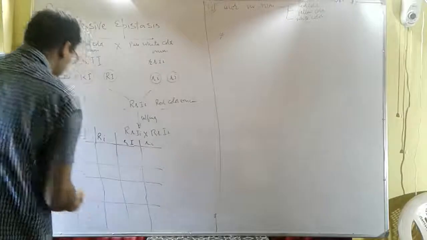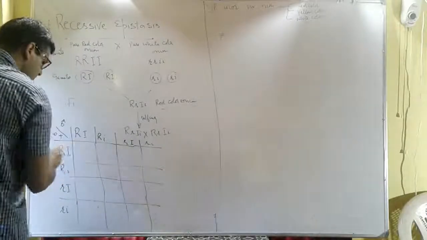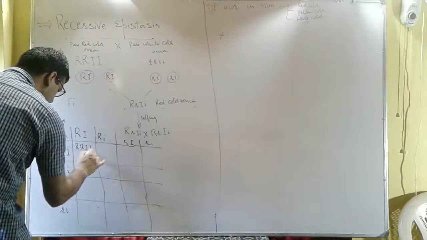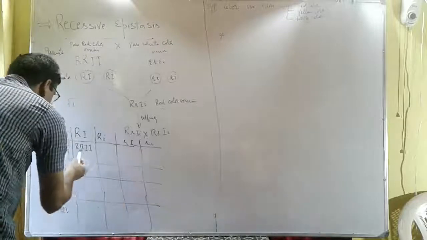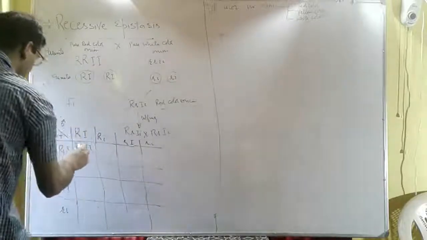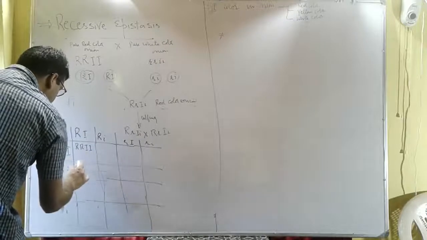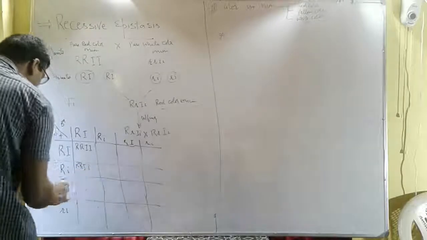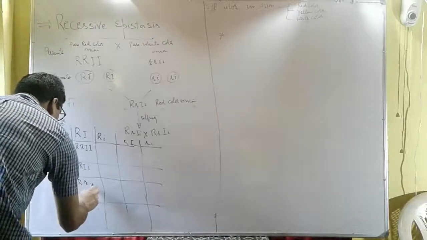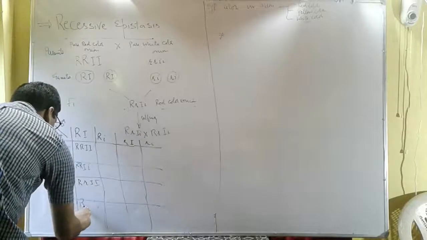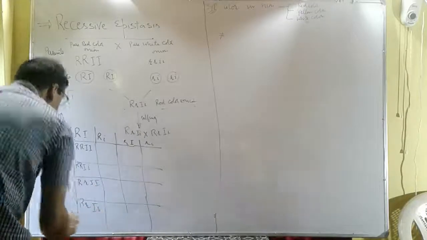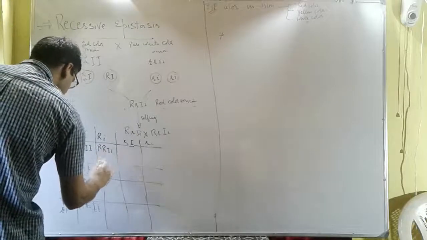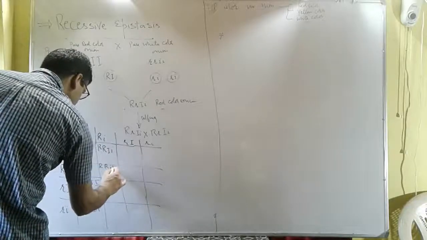There will be the fusion of the gametes, that is capital R, capital R, capital I, capital I. This is red. Then we have got capital R, capital R, capital I, capital I, capital R, small r, capital I, capital I. Then we have got capital R, small r, capital I, small i. This is another one, capital R, capital R, capital I, small i, capital R, small i, small i.